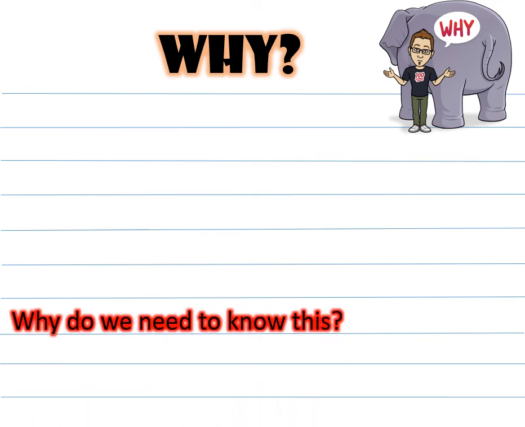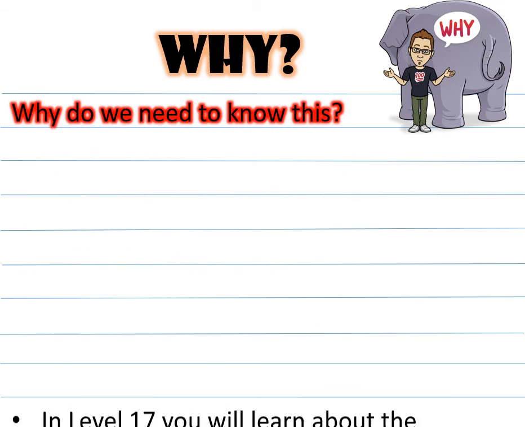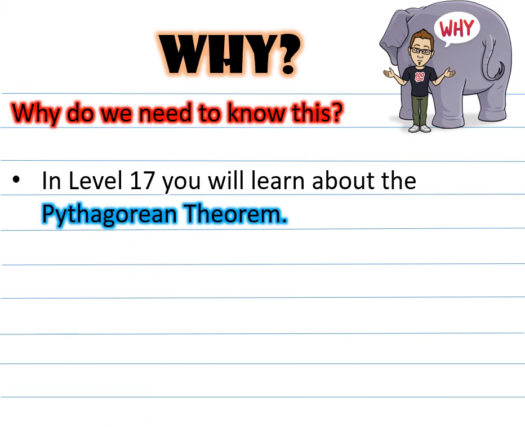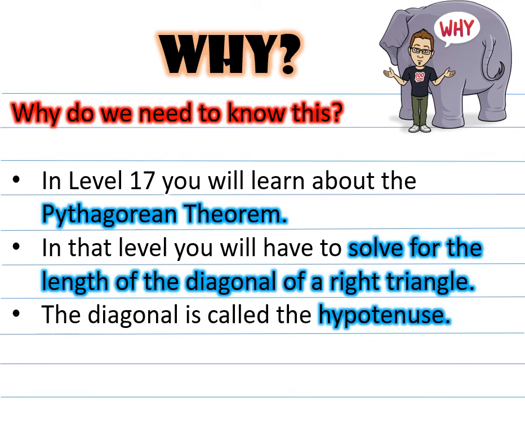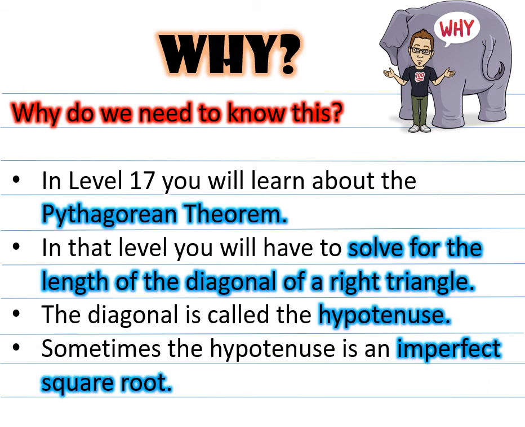So you're probably wondering, why do we need to know this? Well, in level 17, you'll learn about the Pythagorean theorem. In that level, you'll have to solve for the length of the diagonal of a right triangle. That diagonal is called the hypotenuse. And sometimes the hypotenuse is an imperfect square root. So having this knowledge will give you a nice estimate of the value of that imperfect square root.